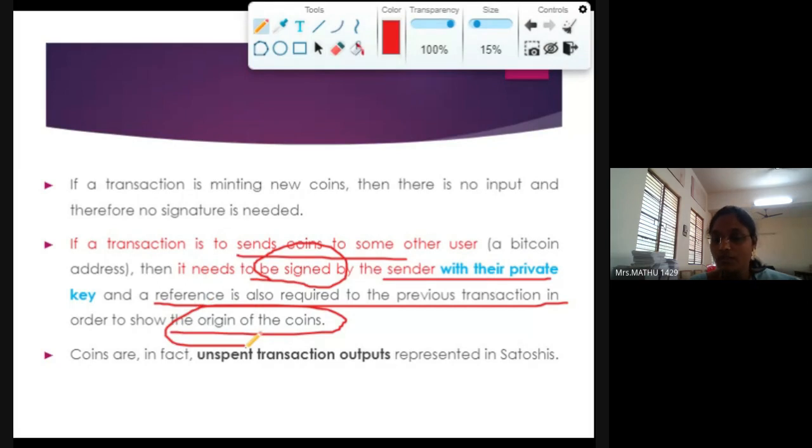So that is the advantage of Bitcoin. You will be able to track till the beginning, from where this money has been created, who has created this money, and after that who has used that, from there who has made the transaction. So it is a link.